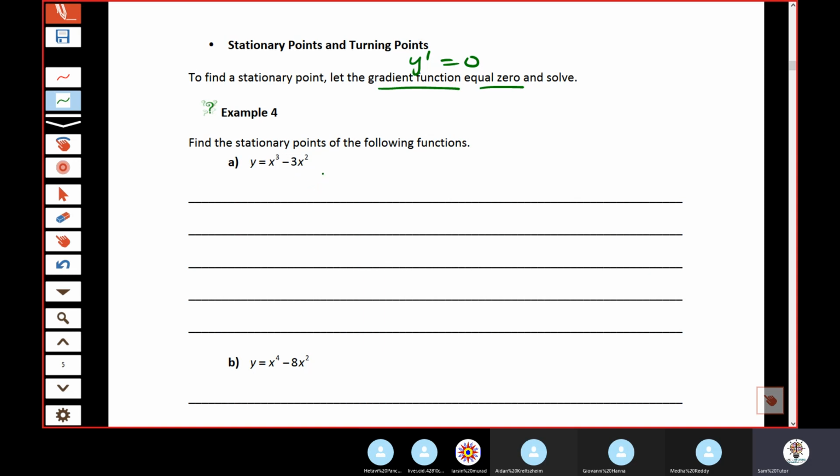What's my first step? Differentiate. y dash equals 3x squared minus 6x. That needs to eventually equal 0, and then you just solve, however you've been solving. So to me, I'm going to factorize 3x out, and then I get x equals 0 and x equals 2. Any questions from that one? No? Pretty happy with it?